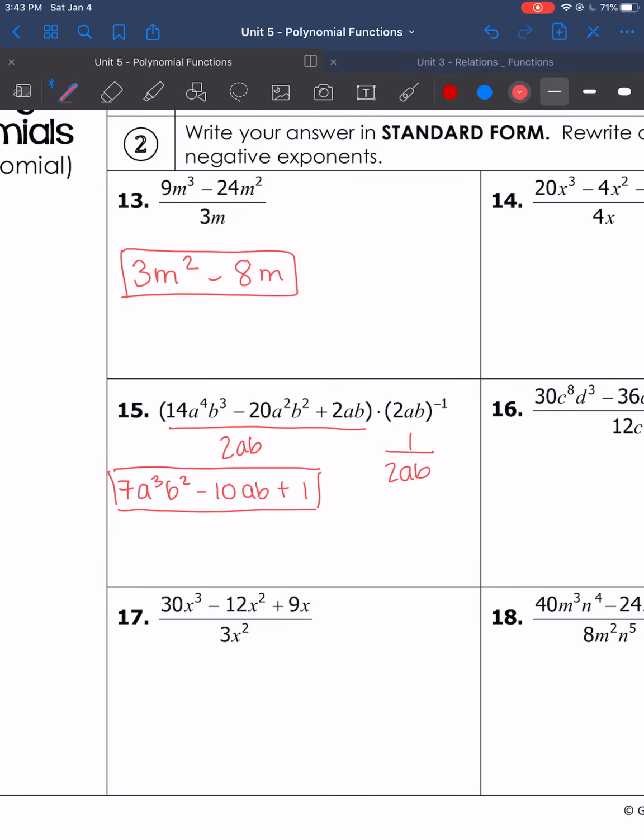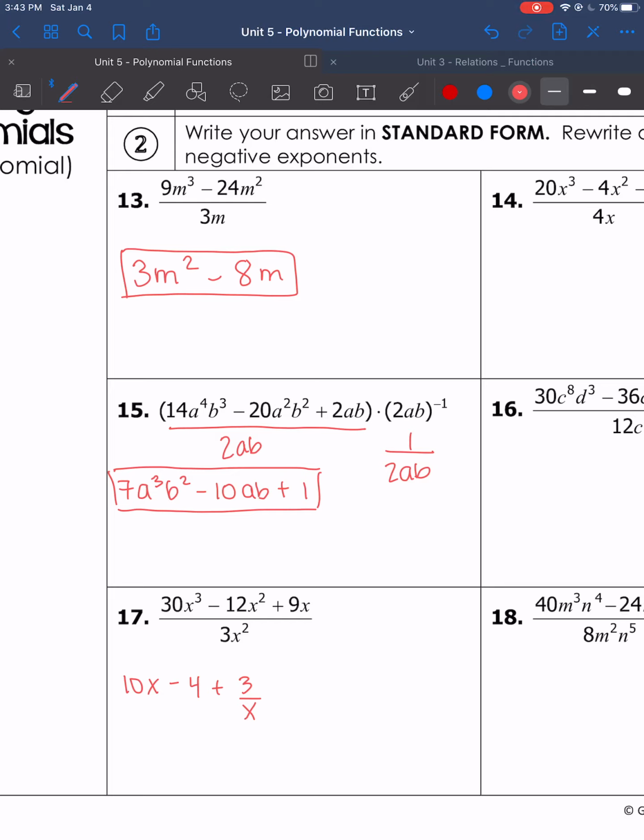17. You're going to divide 3x squared into all of this thing up top. So 3 goes into 30 10 times. And then I have 1 x left over. 3 goes into negative 12 4 times. No x is left over. 3 goes into 9 3 times. And there's 1 x left on the bottom.